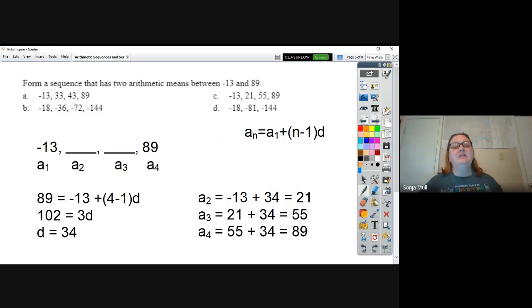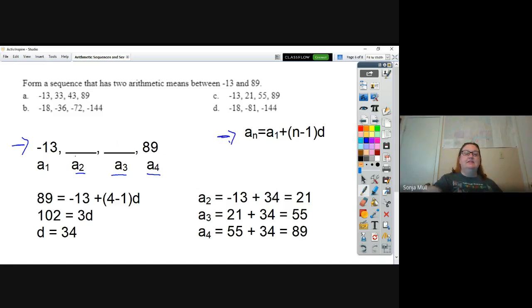Okay, form a sequence that has two arithmetic means between these two numbers. All that means in my sequence is that between negative 13 and 89, there are two terms. So I drew that with big blanks in them. I know a sub 1. This first missing term is a sub 2. Then I have another missing term, a sub 3. And so 89 is a sub 4.